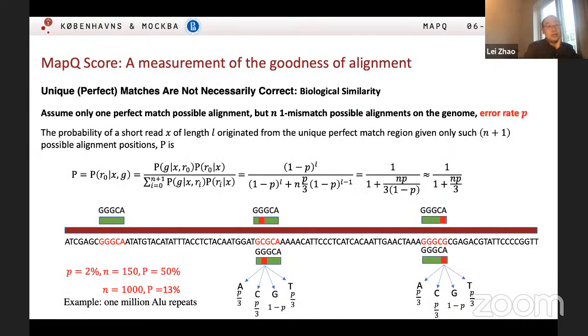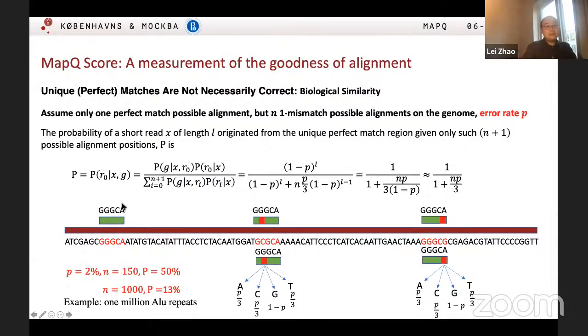And let's go through the biological similarity and the structural similarity one by one. Suppose we have these biological repeatable regions, and we are unlucky and try to align some short reads originating from these repeatable regions. Which position do you think is the best position for this short read to align?